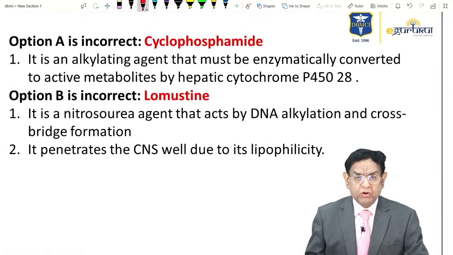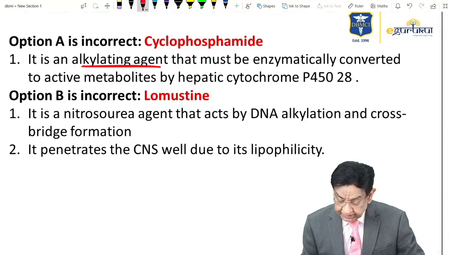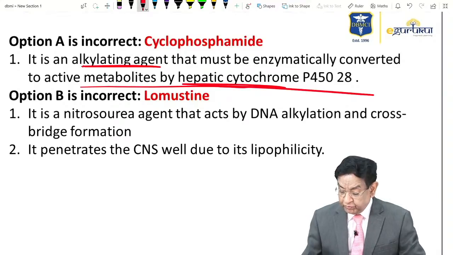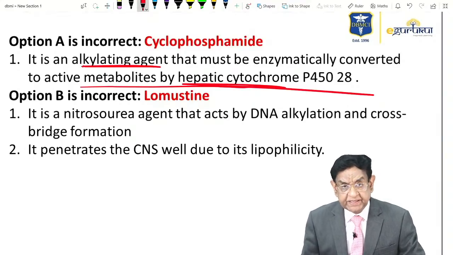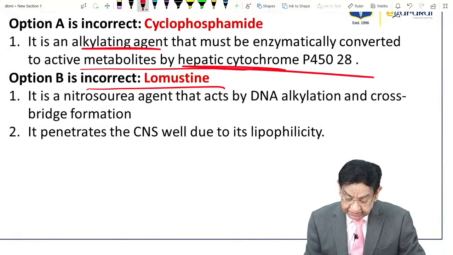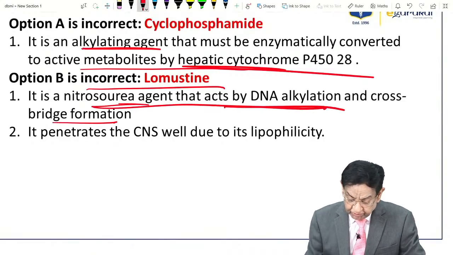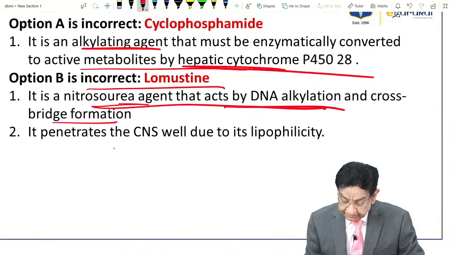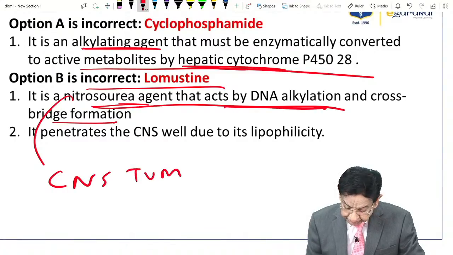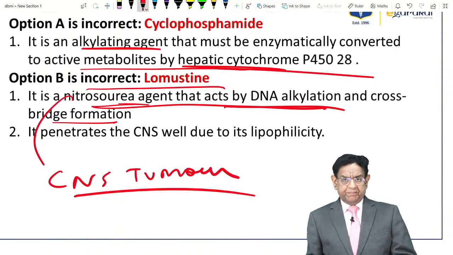Let's read more oncopharmacology. Cyclophosphamide is an alkylating agent, and it is converted into its active form by hepatic cytochrome P450. It has nothing to do with adenosine. Lomustine is a nitrosourea agent acting by DNA alkylation and cross bridge formation. Mainly we use it for CNS tumors. It has nothing to do with TRAP.